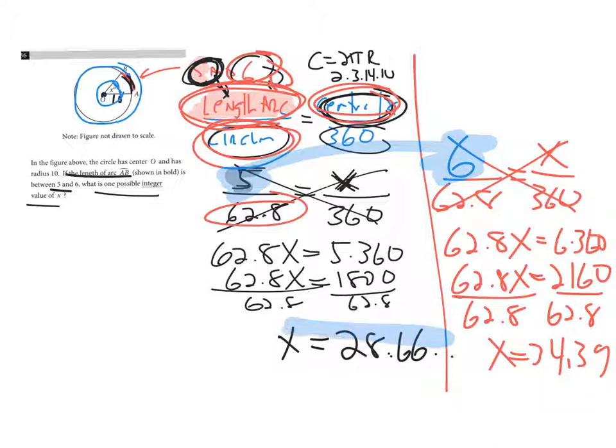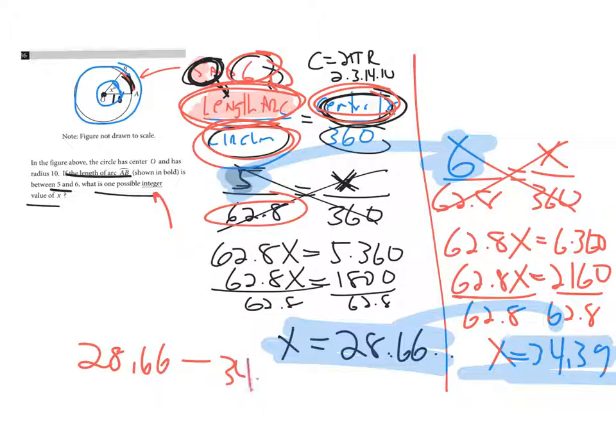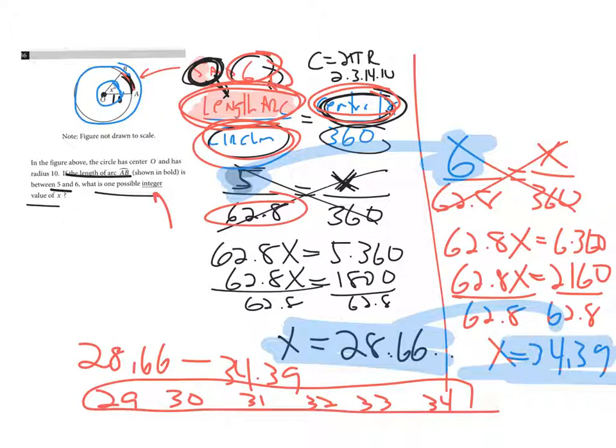So the question says the length of the arc can be anywhere between 5 and 6. That means the central angle can be anywhere between 28.66 degrees and 34.39 degrees. The question says, what is one possible integer value of x? So in between 28.66 and 34.39, the integers 29, 30, 31, 32, 33, or 34. Any of those 6 answer choices would be correct for this grid question.